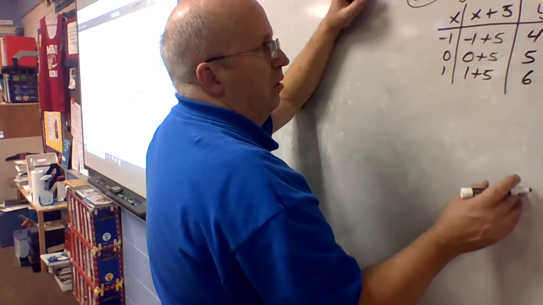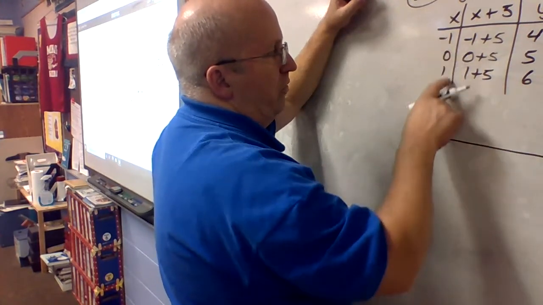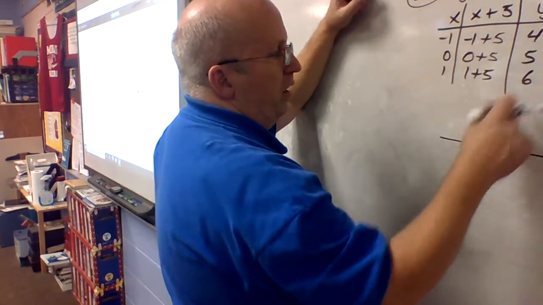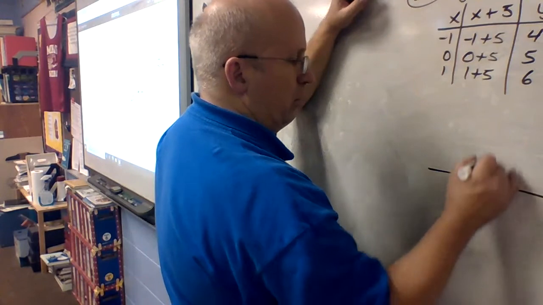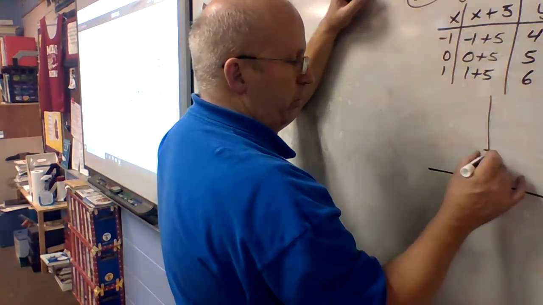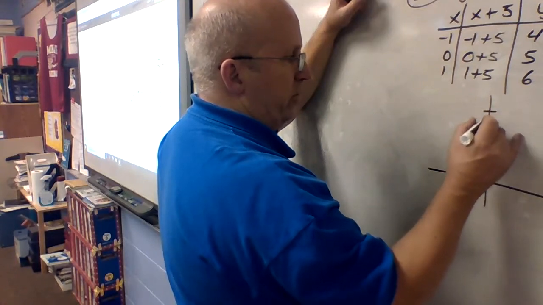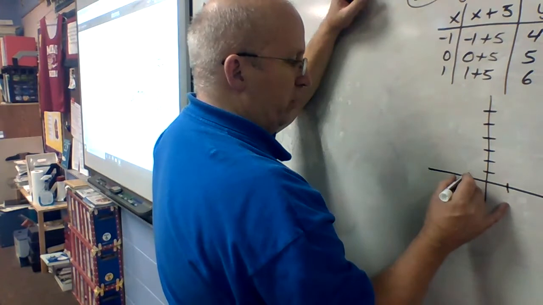And now I've done enough that I can graph. I've got to make sure I've got x values of this type and y values of this type. So I might need to start a little bit lower so I can get all the way up to 6. 1, 2, 3, 4, 5, 6. That's enough. And I need -1 and I need +1.